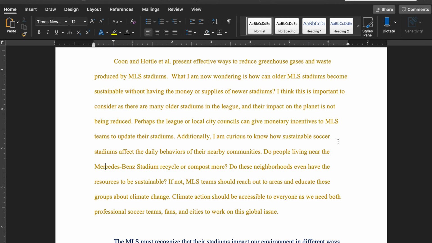Additionally, I'm curious to know how sustainable soccer stadiums affect the daily behaviors of their nearby communities. So here's my question. Do people living near the Mercedes-Benz Stadium recycle or compost more? Do these neighborhoods even have the resources to be sustainable? If not, MLS teams should reach out to areas and educate these groups about climate change, right? So again, my question, my rationale, and then how can we possibly solve it, right?